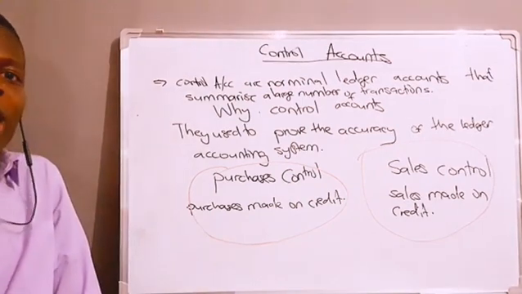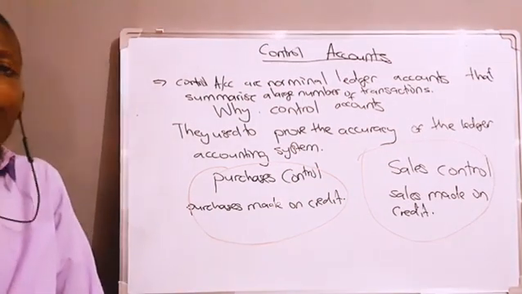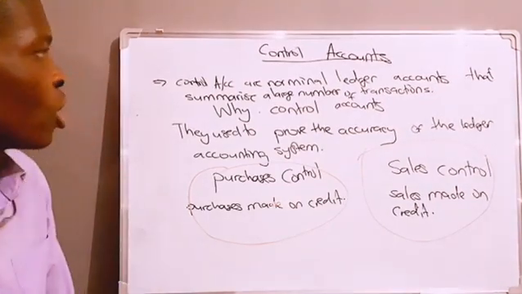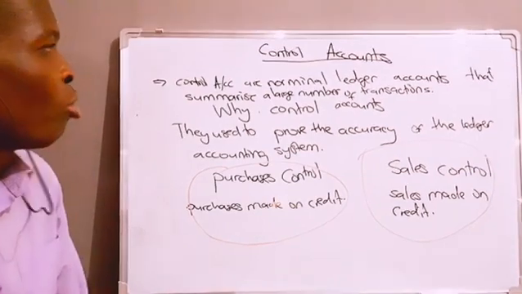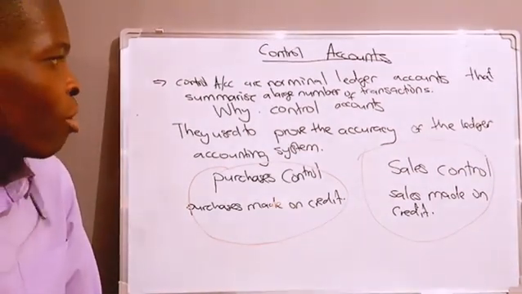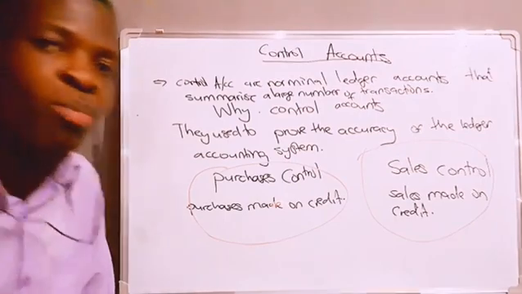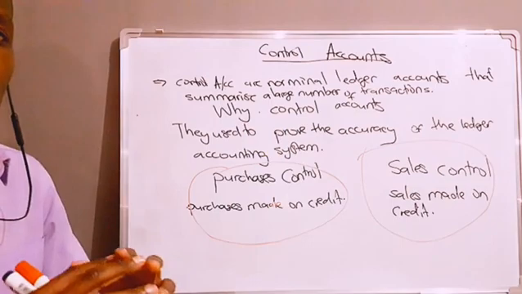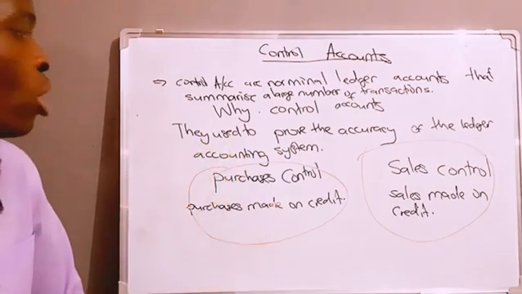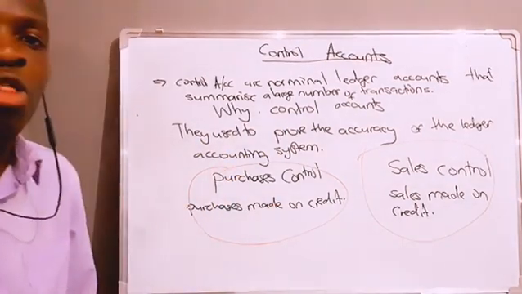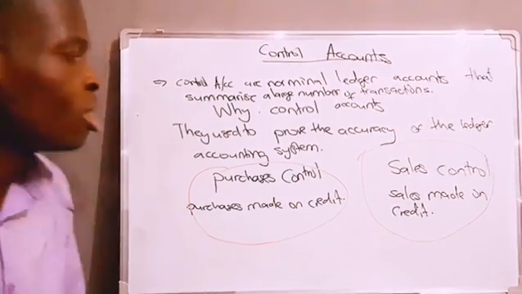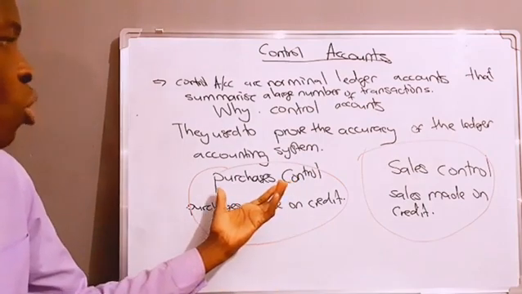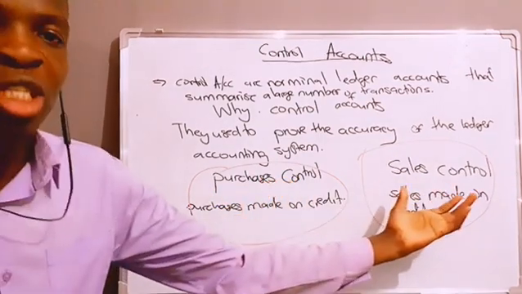Okay, so last time we looked at the reconciliations of the cash book, the bank account, the petty cash, and also the suppliers reconciliations. Now we're going to look at the control accounts. Before we do reconciliation of the control accounts, we need to know what they are, so that when I do reconciliations, it is easier for you to know which figure to reconcile in the purchases control and which figure to reconcile in the sales control.